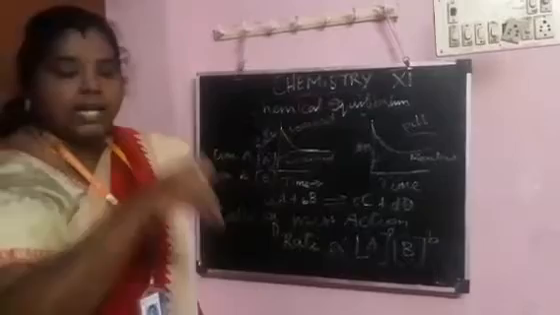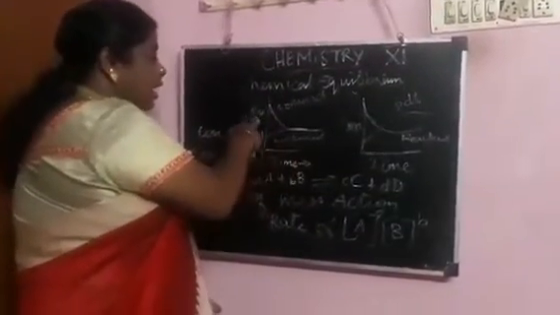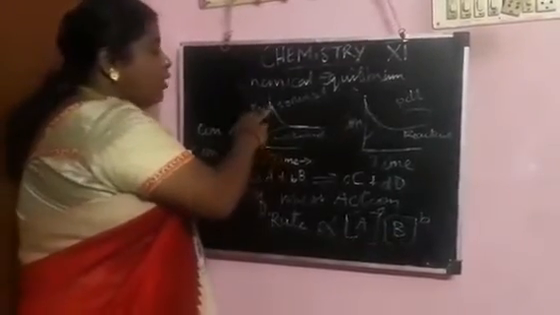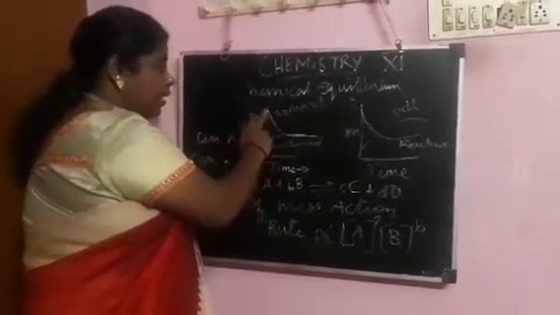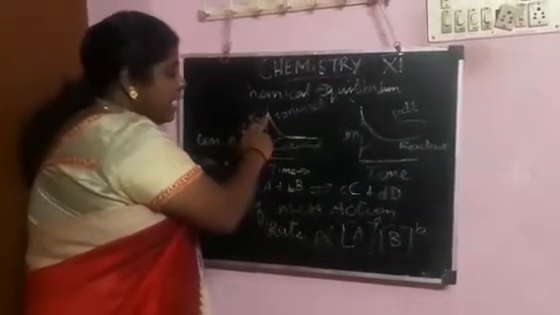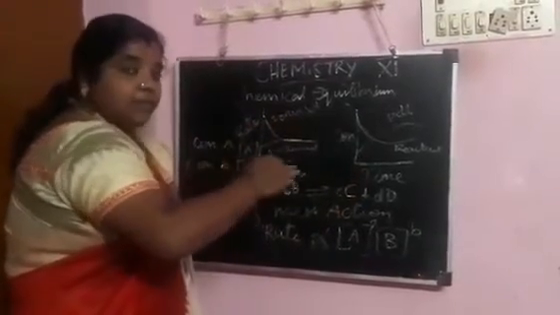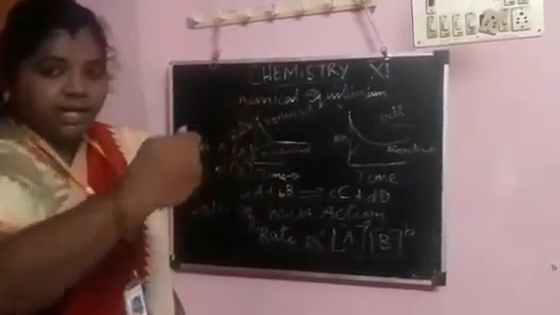If equilibrium is attained, what happens? We have to see the rate against time. In the graphical representation, the forward reaction rate initially increases. Later on, as time goes, the reactant's rate will slowly decrease.